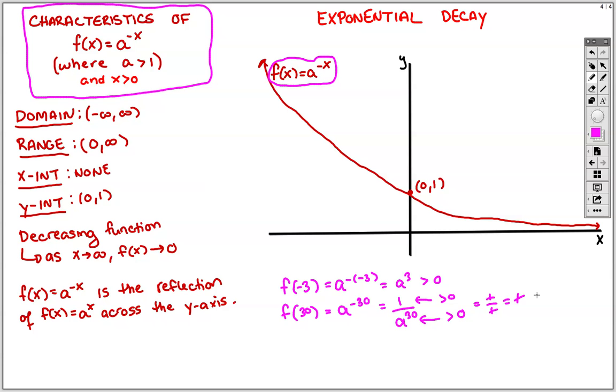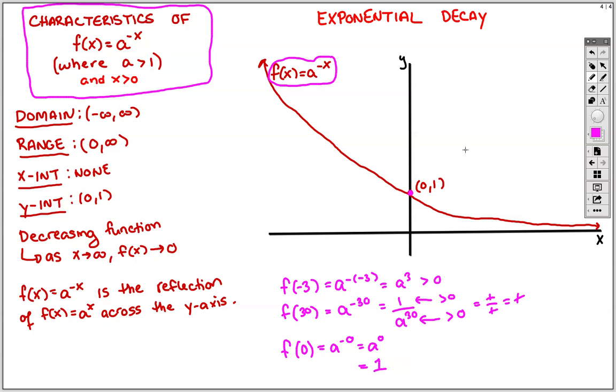Moving on. The y-intercept. So it wants to know what's the value of y when x equals 0. So f of 0 equals a to the negative 0, which is the same as a to the 0, and we know that is 1, all the time 1. Great. That's why this point's there.